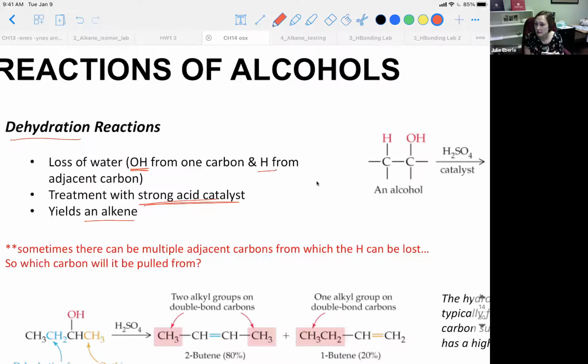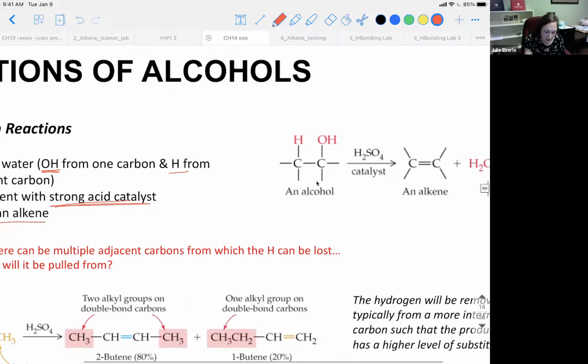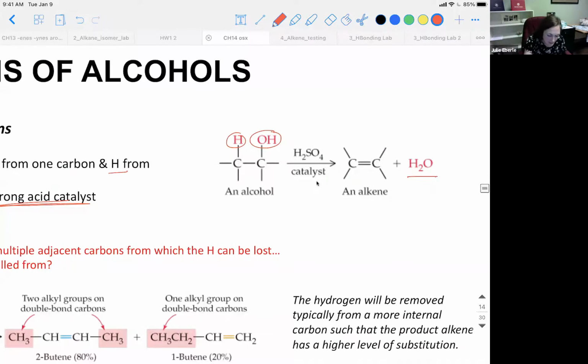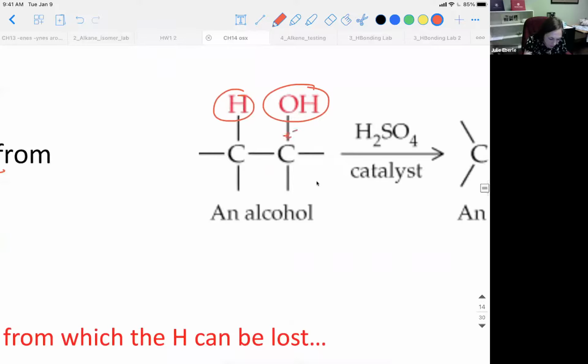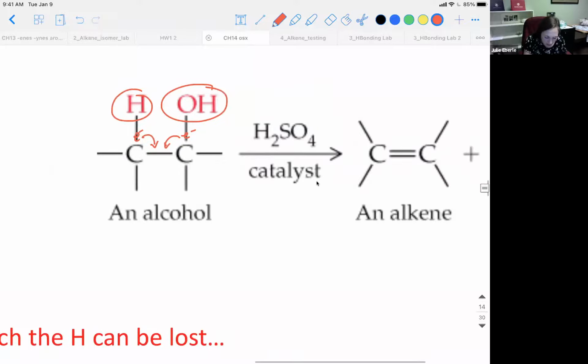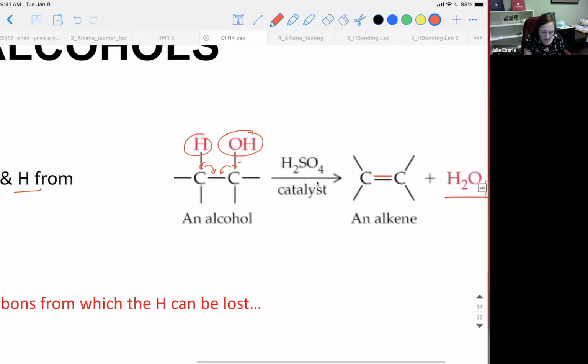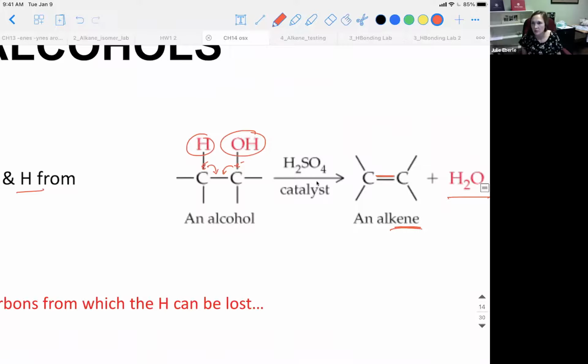So it's kind of the opposite of what we did yesterday. Yesterday, we took an alkene and we looked at hydration reactions where we made alcohols. Today, we're doing the opposite. When you have an alcohol, that reaction can go in reverse with a strong acid catalyst. We're going to take the OH and the H off. That's going to make water. And then one electron from that bond and one electron from that bond are going to come together to form the other bond of the double bond. And that's what makes the alkene, because now you have a double bond between these carbons. And we know we name that as an alkene.